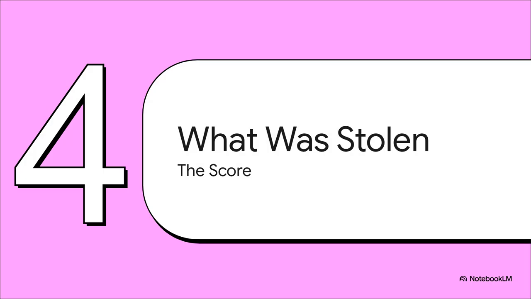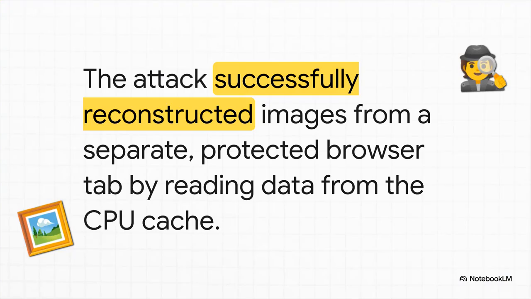So the plan is in motion, the tools are in place. What's the score? What can the Pixel Thief actually steal with all this? The first proof of concept is just amazing. By listening to those faint signals from the CPU cache, the attacker can literally reconstruct an image, like the Firefox logo in the original paper, from a totally separate walled-off browser tab. They rebuilt it from nothing but stolen data, pixel by pixel.